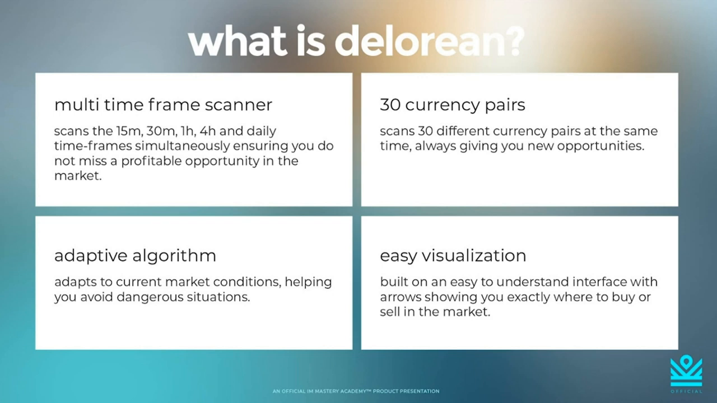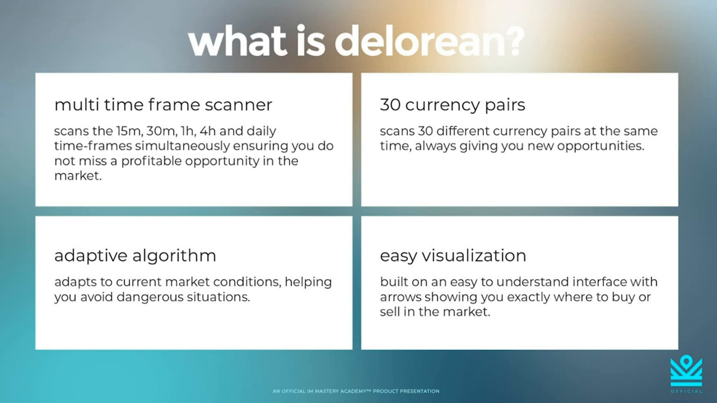It comes equipped with an adaptive algorithm. Of course, this algorithm has been around for a little over 3 years. And what this means is that it's helping us avoid dead markets, meaning consolidation, and it's helping us avoid different volume spikes and different high-impact situations that can be dangerous to traders.